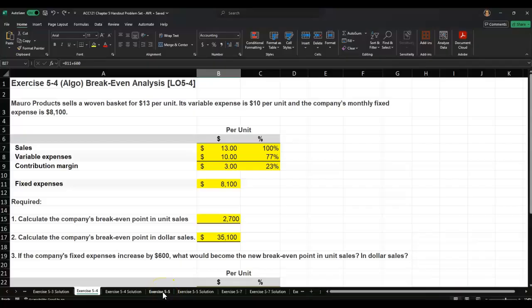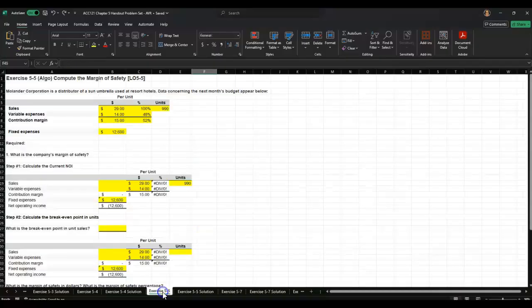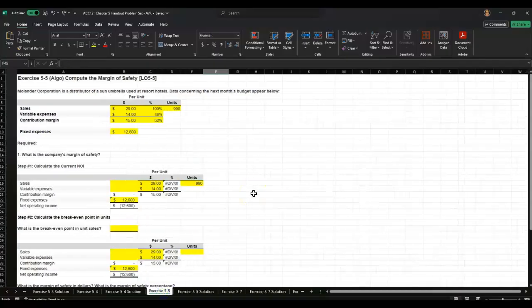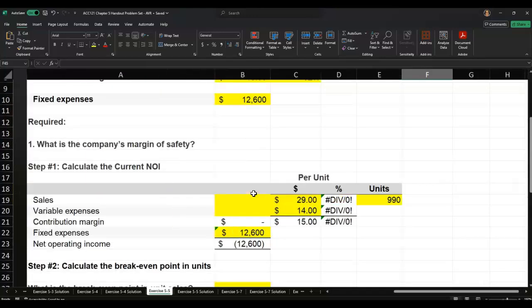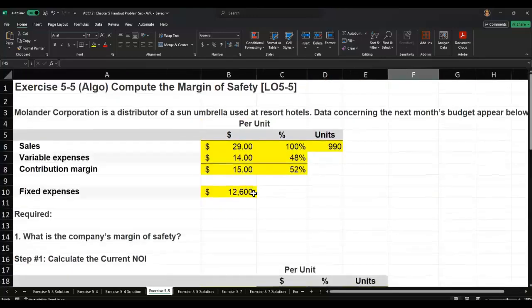But you get how that's working? All right. Let's go over here to 5.5. All right, so now, again, we're looking at that margin of safety. Okay, so again, in this particular one, we've got to go at it. They don't give you the whole income statement. So let's play with it a little bit.